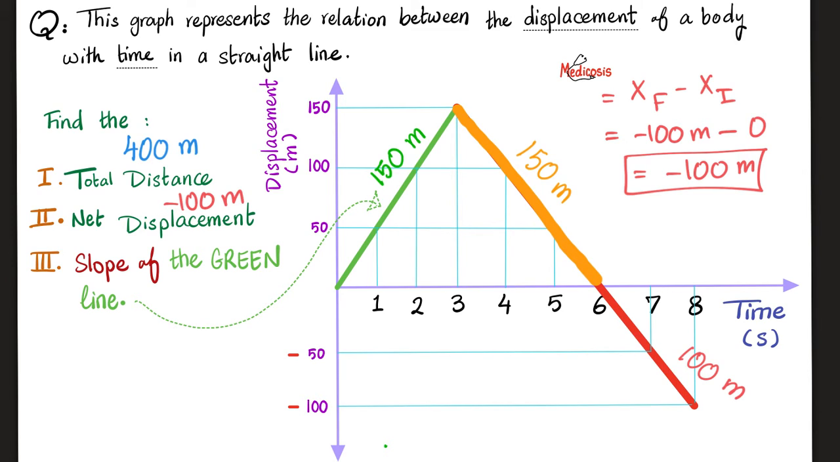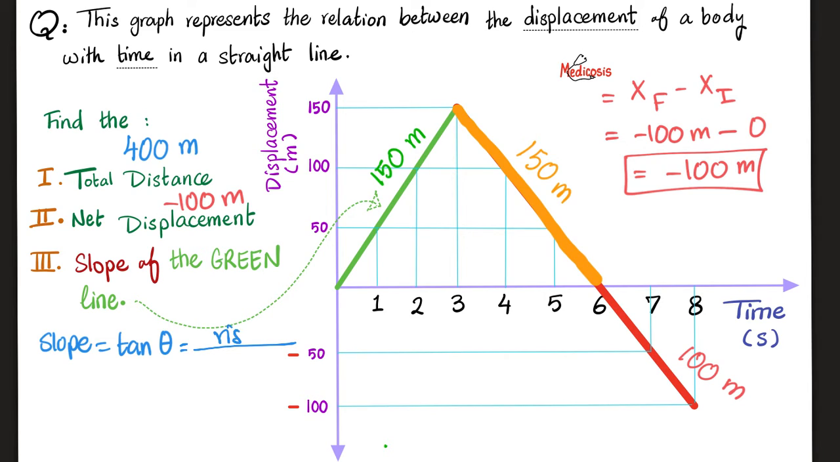Okay? Third, what's the slope of the green line and what does it represent? Remember how to find slope? There are many ways to find slope. One of them is tangent of the theta angle. What's the theta? It's the angle that the line makes with the horizontal. This angle. Do I know how much this angle is? I do not know, so I cannot use tan theta. What else can I use?